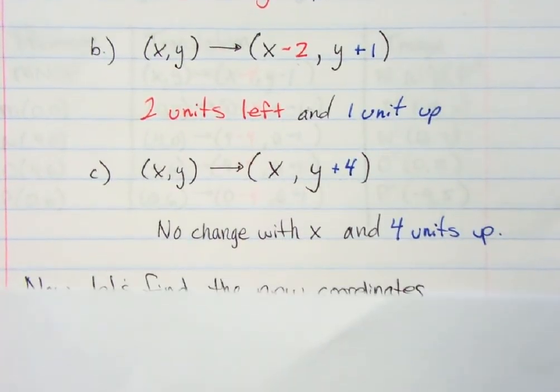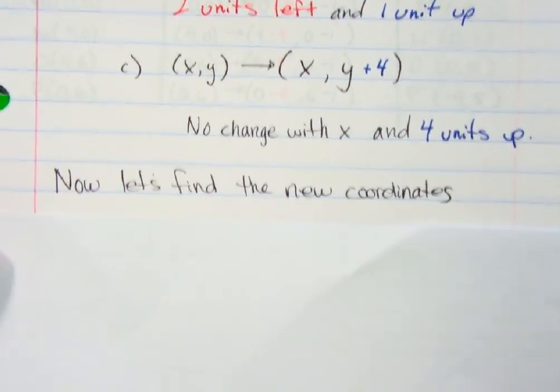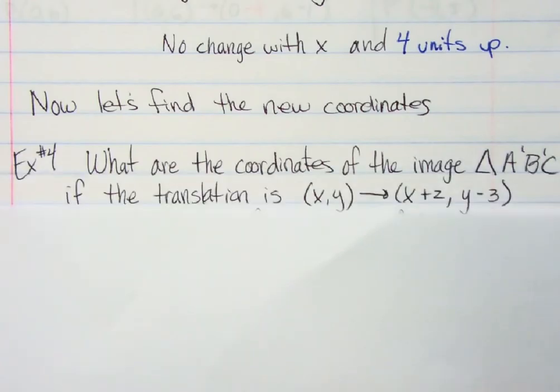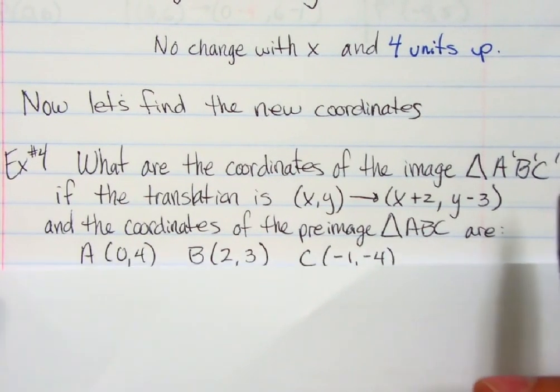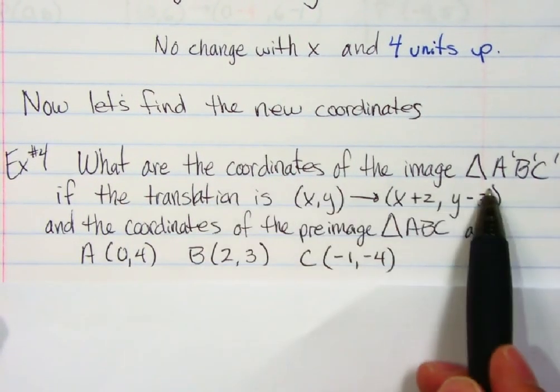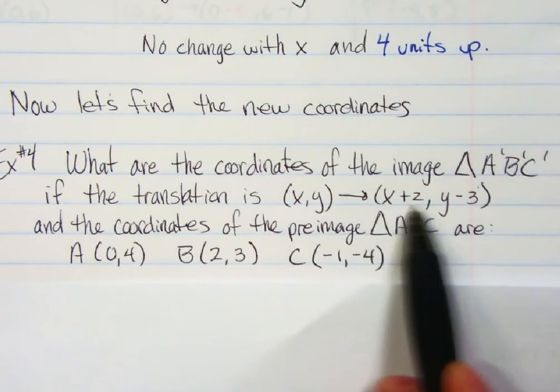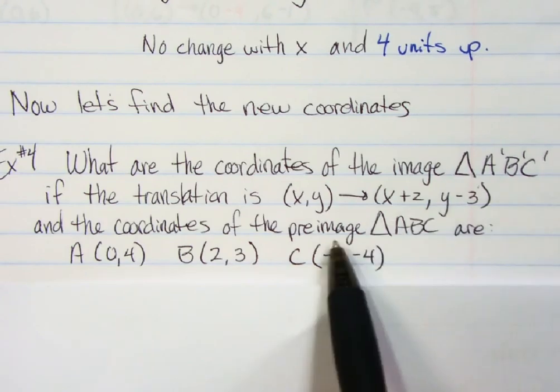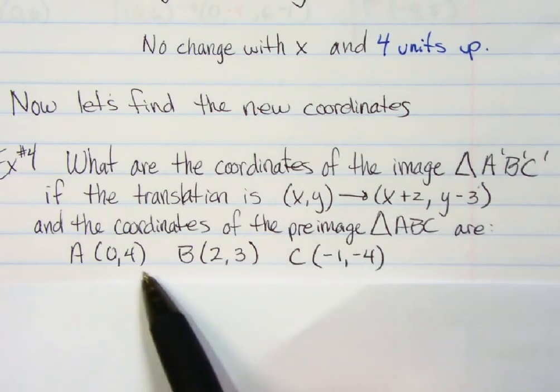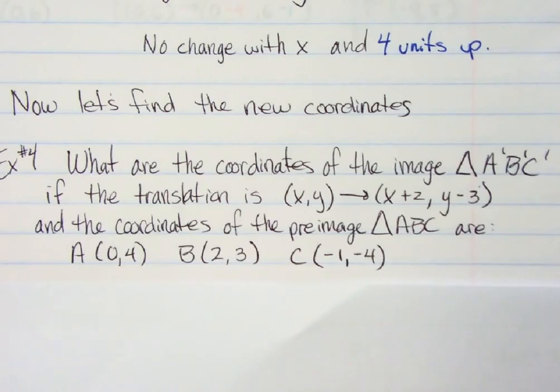Okay, so you saw some examples. Now let's find some new coordinates. Let's actually apply that new knowledge. How do we use this? All right, so let's say we have this triangle. What are the coordinates of the image, after we make the translation, if the rule is x plus 2, y minus 3, and the pre-image, the ones that we start with, are here? Okay, so how do we do this?